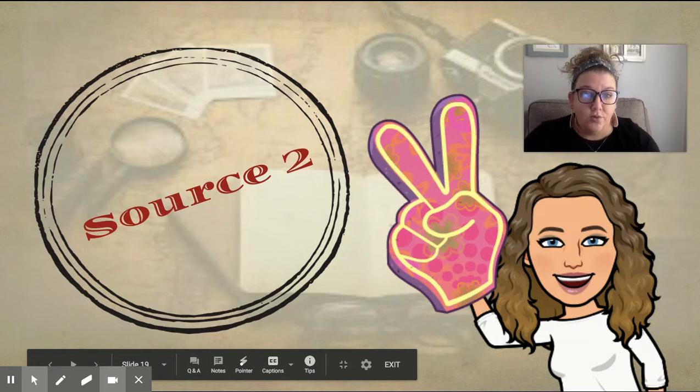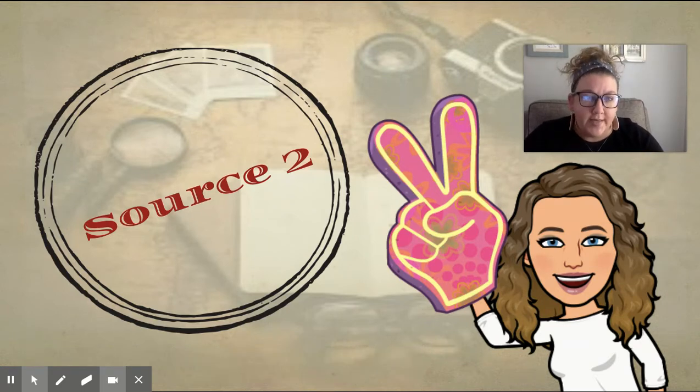Okay, source 2, the written accounts by the Spanish conquistadors. Why is this a better source? This is a better source because written accounts often give us more detailed information. It is someone's personal opinion, yes, and it is an outsider's opinion to Aztec religion and sacrifice.